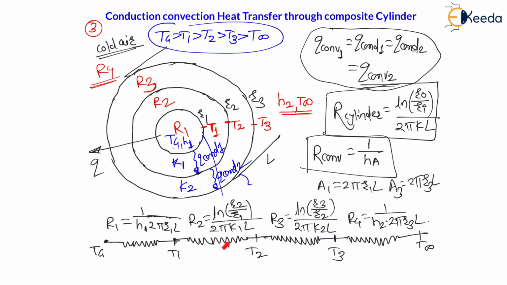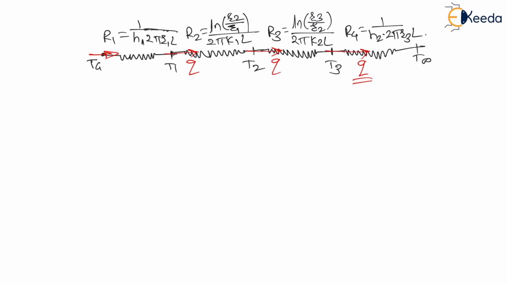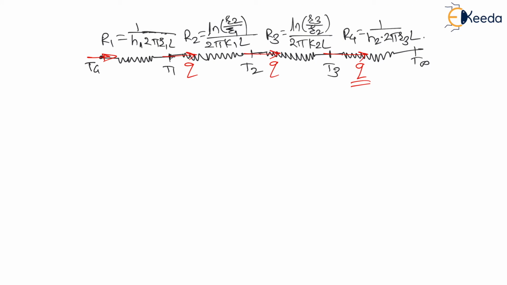This will be the thermal circuit, and through this circuit heat is flowing, Q. Now let us find this heat transfer. Let us consider this thermal circuit, through which heat flows at the rate Q. This Q can be calculated as the change in temperature divided by resistance.